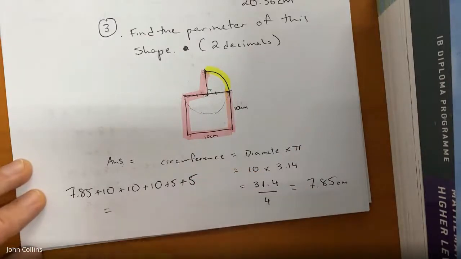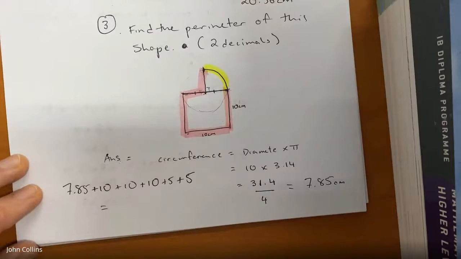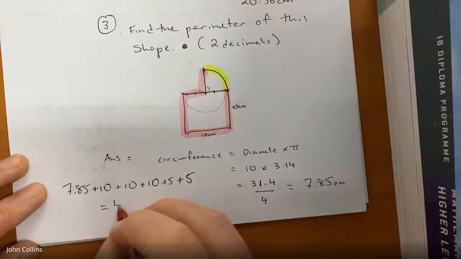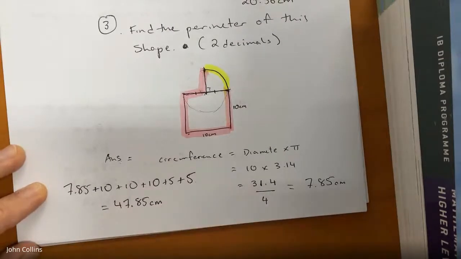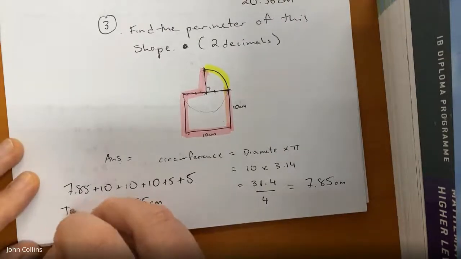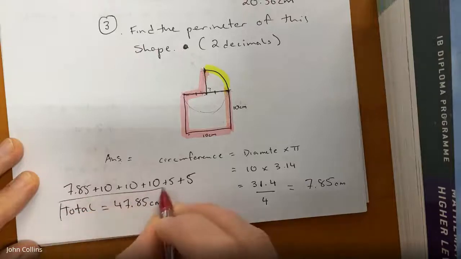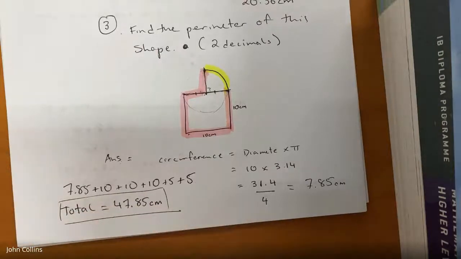Adding all those up together, let's see, did anyone get the right answer? A few 47.85s there. 10 plus 10 plus 10 plus 10 is 40 plus this, it's 47.85 units. It would be centimeters for a distance, and that's the total. Okay, that is an example of a blue level question.